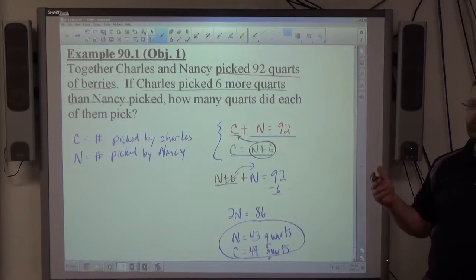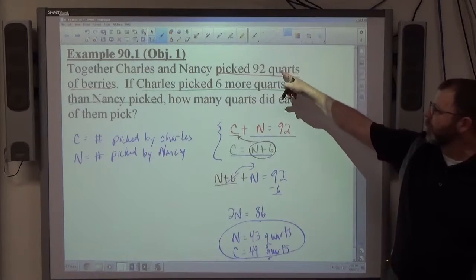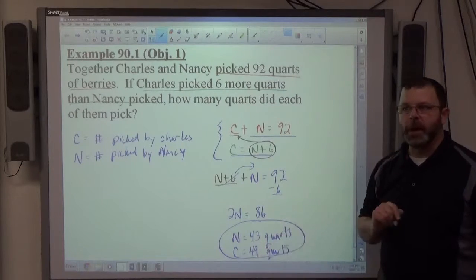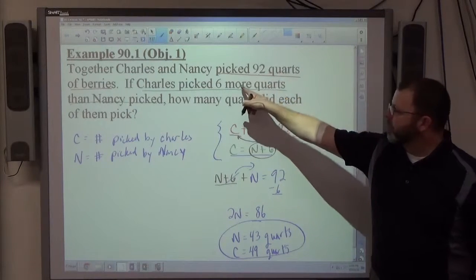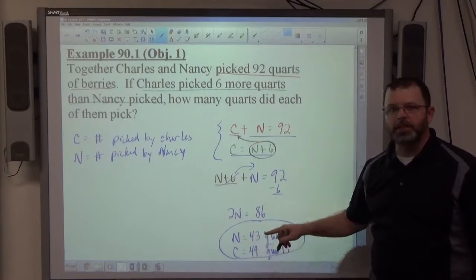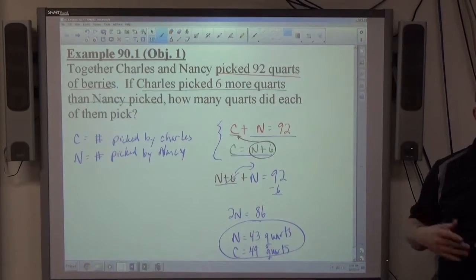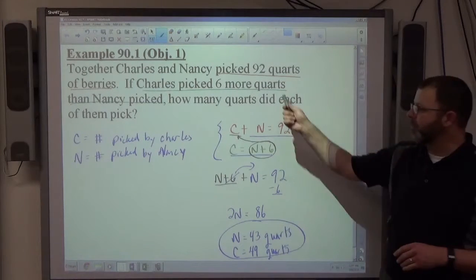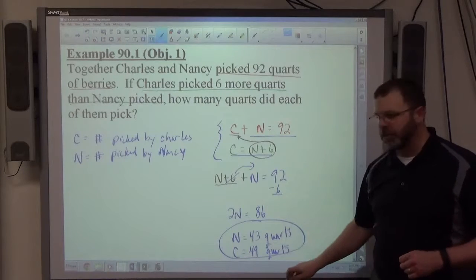And again, looking at the two facts that were supposed to happen, together they're supposed to pick 92, 43 and 49 add up to 92 quarts. He's supposed to pick 6 more than she did, 49 is 6 more than 43. So we can verify our answers real easily, just verify that both facts that happened up there work with the answers you get.